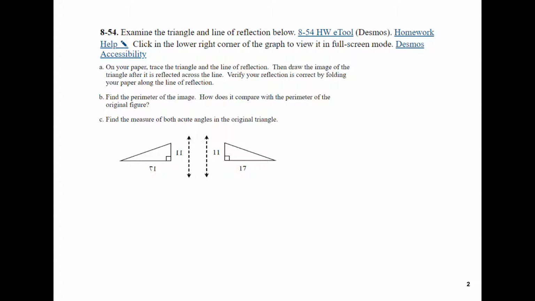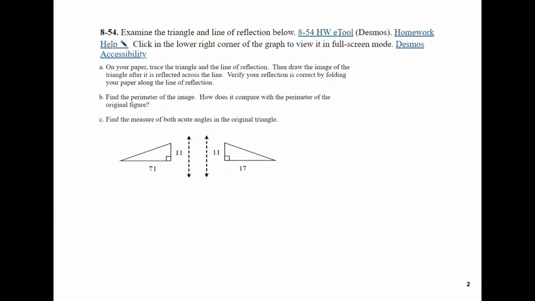854 says examine the triangle and line of reflection below. On your paper, trace the triangle and the line of reflection. Then draw the image of the triangle after it is reflected across the line. Verify your reflection is correct by folding your paper along the line of reflection.